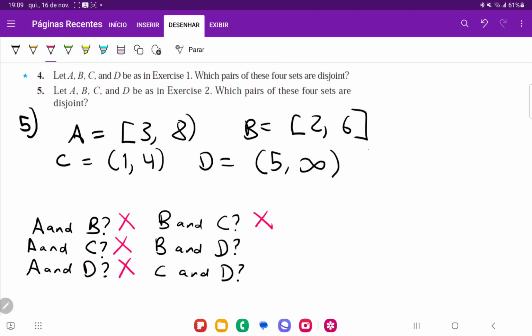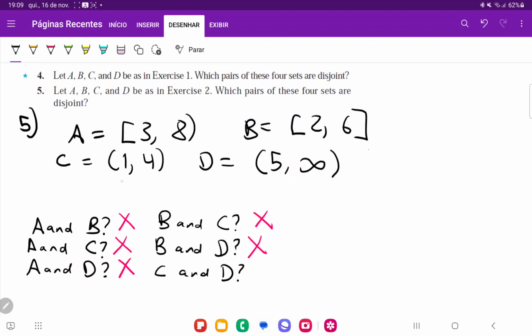What about B and D? So if you choose the value 6, right, 6 is included in B, because that's a square bracket, and 6 is between 5 and infinity. So they have at least the value 6 in common, so that's not disjoint. And what about C and D?